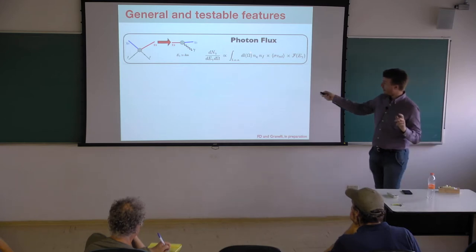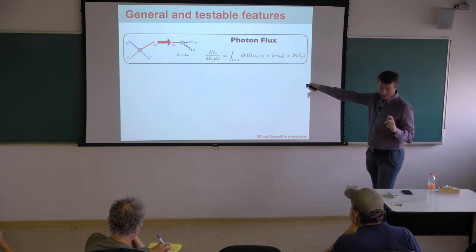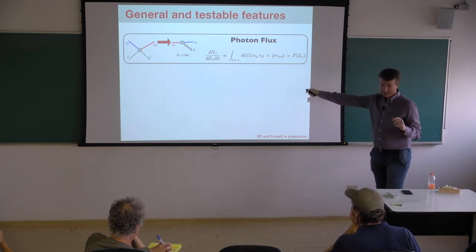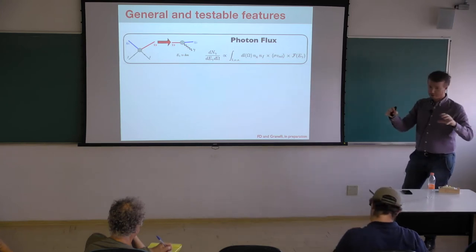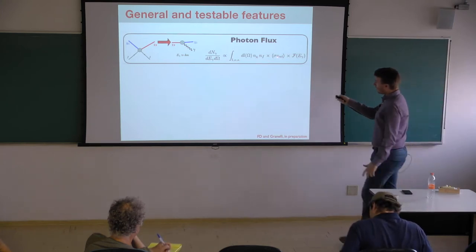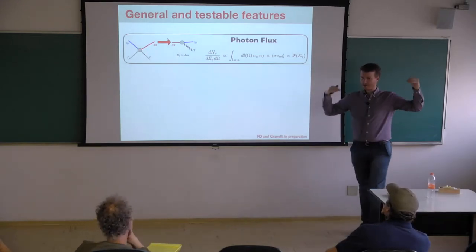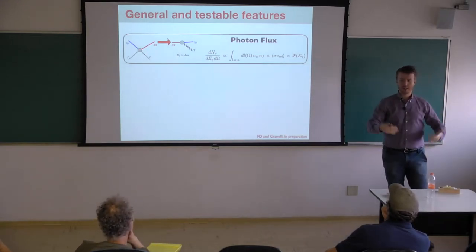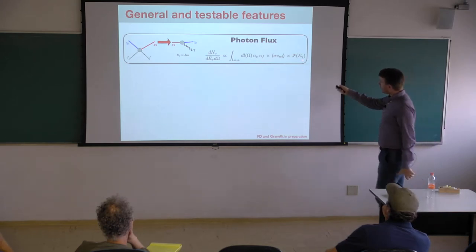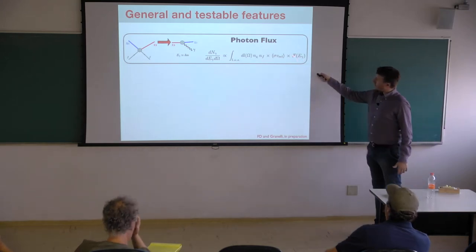Like when you have neutrinos, you only have n chi. When you have potassium, you only have n phi, n f, sorry. Here you have both. You have the product because you need both. Then you have the thermal average of the cross section for this process. You have to average over all the possible incoming velocity distribution in the proper way. And then you have this function that I call f.